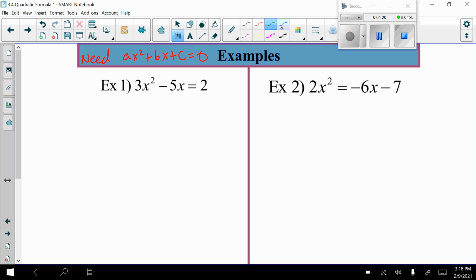So first you need to subtract 2 from this. You have 3x squared minus 5x minus 2 equals 0. And now you've got a, b, and c. It's all on the same side.